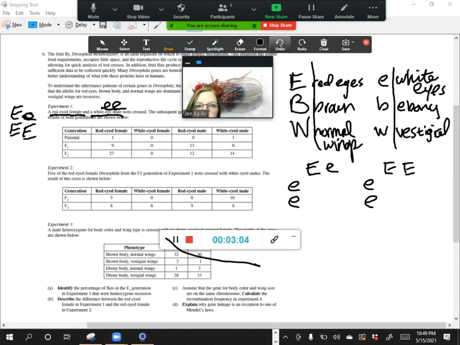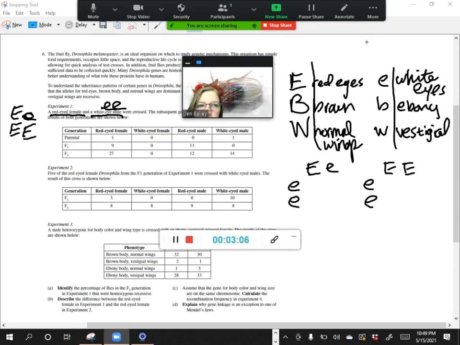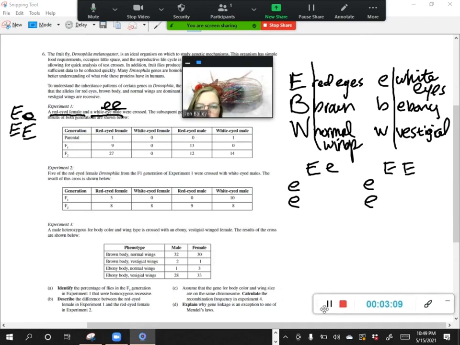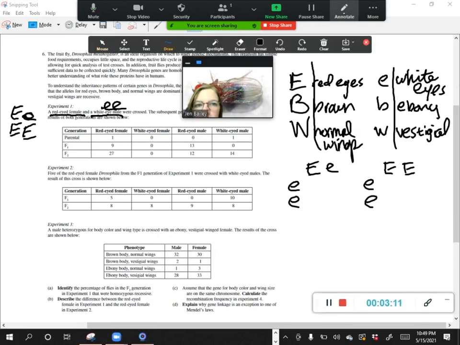Okay, let's go down to experiment 3. A male heterozygous for body color and wing type is crossed with an ebony vestigial winged female. The results of the cross are shown below. Okay, so we can look at those numbers in a second, but let's think about what the alleles will be for that. A male heterozygous for body color. What's that going to be? I'll go ahead and do my male figure right here. That's going to be heterozygous for body color and wing type. Okay, so we've got something that looks like that.